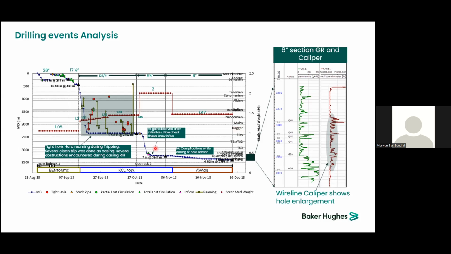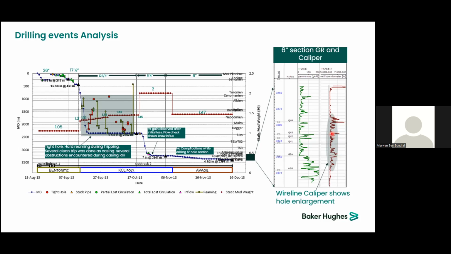Then also you can look at the caliper curve. This is mainly the mean diameter of your borehole. Even if you don't have drilling events, you can also have a look at this. All those enlargements are signs of borehole instability that you will need to reproduce with your geomechanical model in order to validate it.